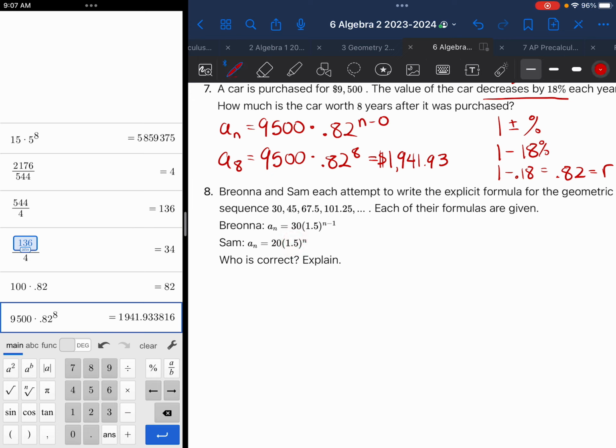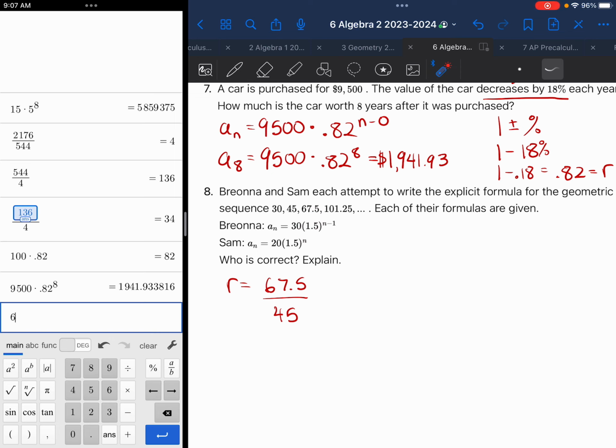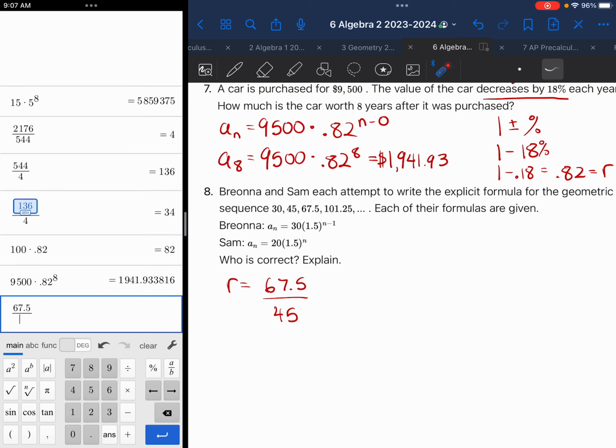So again, to find any common ratio, you take any term you want, like I'm going to randomly choose 67.5, and then you divide it by the term in front of it. So preceding 67.5 is 45. So if I divide this by 45, what I'm expecting to have happen is this should be 1.5. Let's see if that's the case. So if I do 67.5 divided by 45, wow, it is exactly 1.5. Okay, so I mean, that means one of them is probably correct.